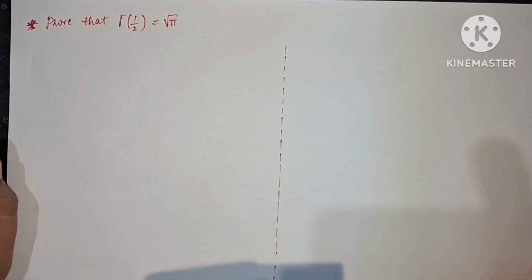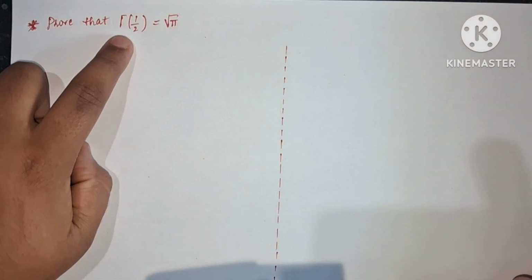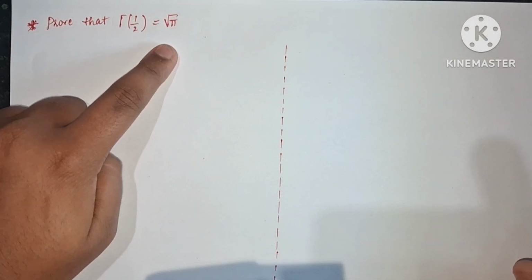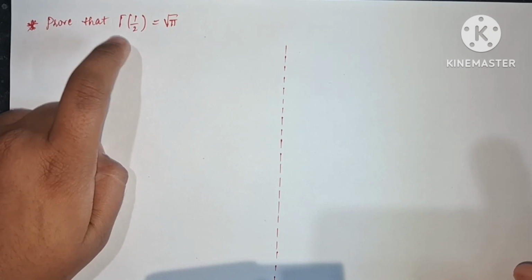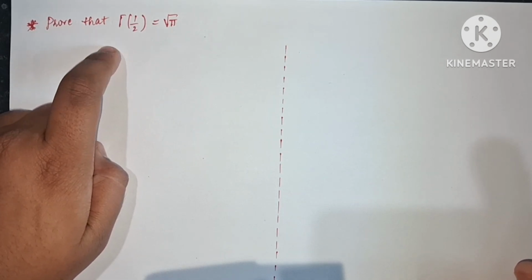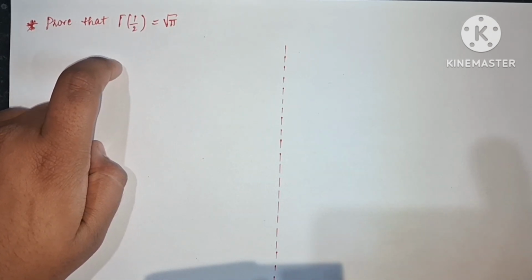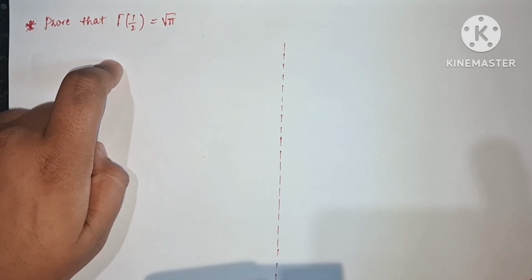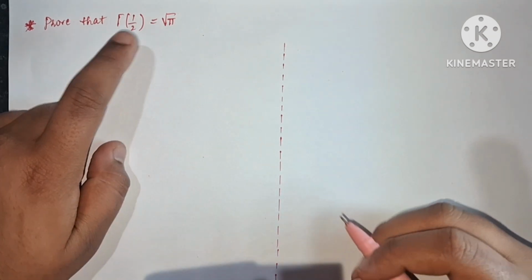So now we have considered one of the important proofs, that is gamma of 1 by 2 is given by root pi. This one we will be considering as a property. This is one of the most important proofs which will be asked in exams frequently. Okay, so we will learn how to prove this.